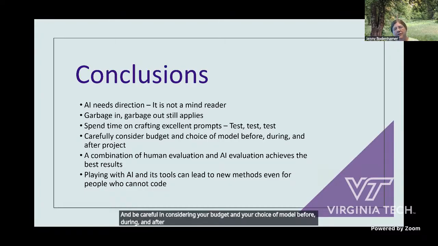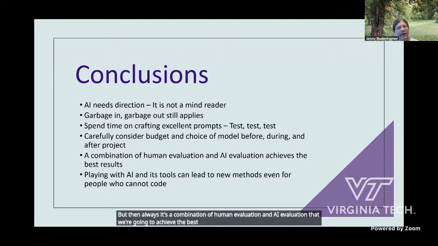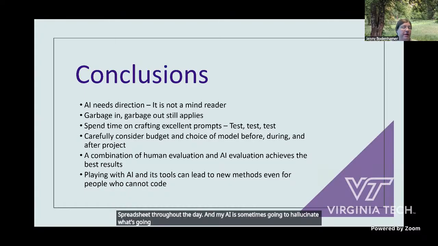You can see in Lisa's presentation how using a GPT-5 is going to do so much better than a GPT-4. But then always, it's a combination of human evaluation and AI evaluation that we're going to achieve the best results. My students can't catch everything reading through a long spreadsheet throughout the day. And my AI is sometimes going to hallucinate what's going on. But the combination used together, we can come up with good answers.